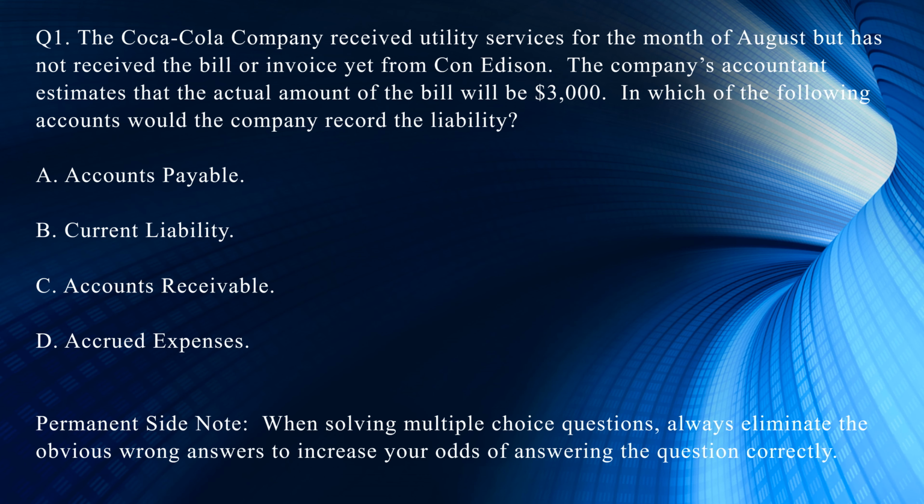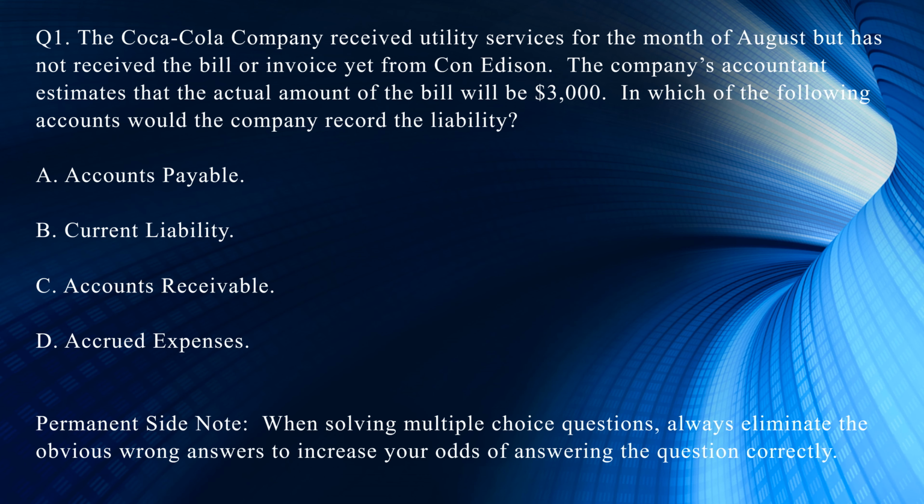Question 1. The Coca-Cola Company received utility services for the month of August, but has not yet received a bill or invoice from Con Edison. The company's accountant estimates that the actual amount of the bill would be $3,000 for the month of August. Which of the following accounts would the company record the liability?